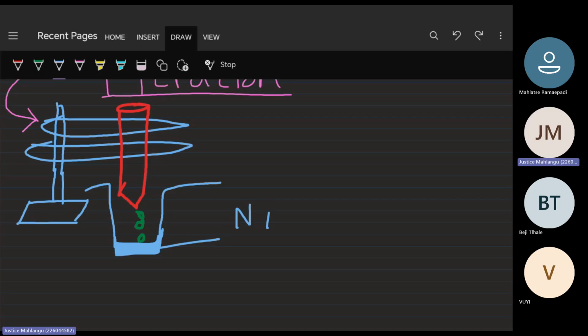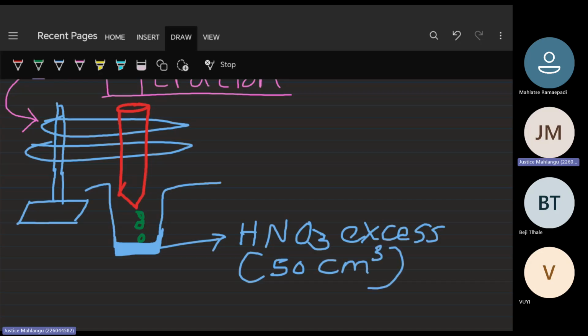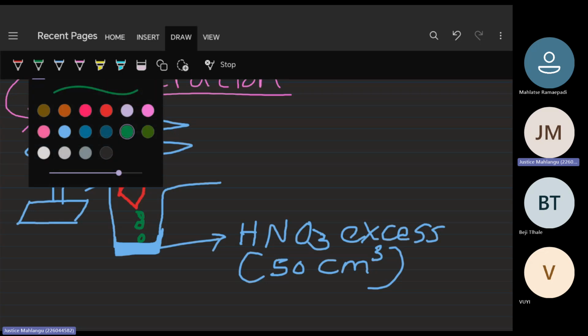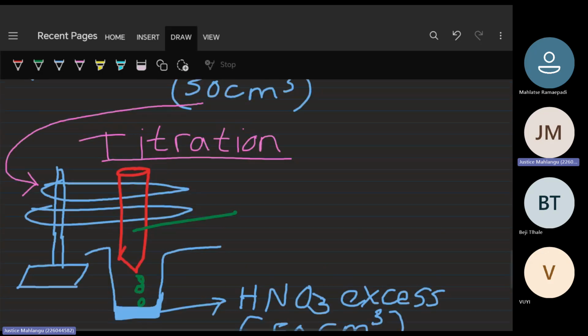HNO3, right? This is the nitric acid in excess, and it's 50 cubic centimeter. We're going to titrate it with the standard solution. Our standard solution is the one for which we're given the known concentration. Can you see? This burette has a standard solution, and that standard solution is the sodium hydroxide. Am I correct? Let me see.